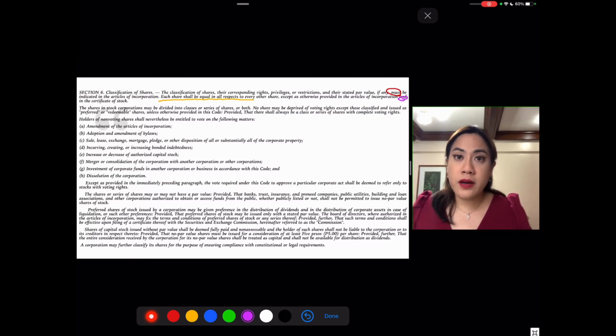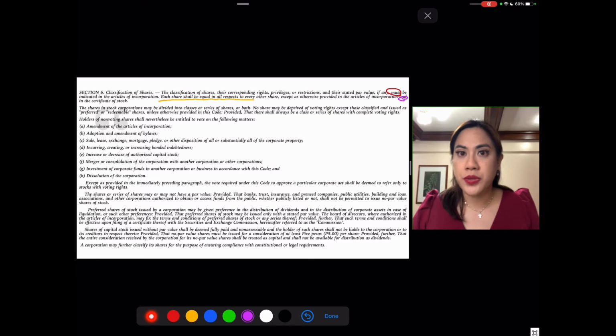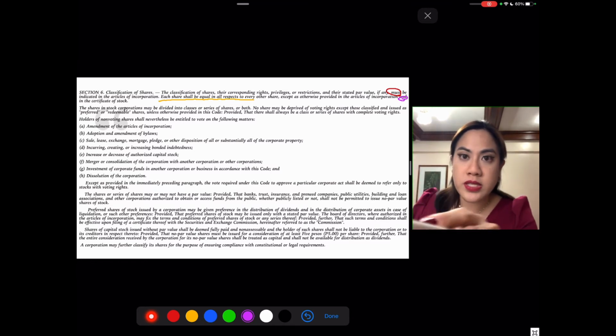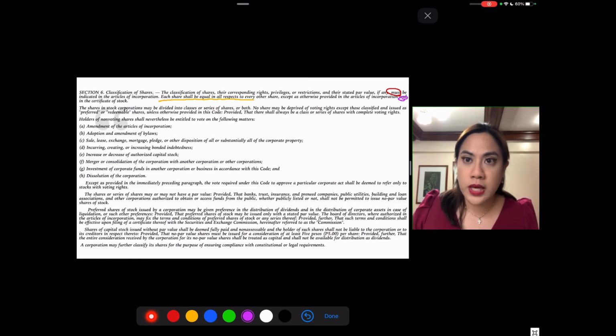Now, the first mnemonic that Attorney Laco has, the I AM SAD, if you will remember, under page 5 of his notes, it's actually the ones under letters A to H, meaning even if a stock is non-voting, it shall be entitled to vote on the following matters. The I AM SAD, no? So that's incurring, creating, or increasing bonded indebtedness, increasing or decreasing capital stock, investment of corporate funds in another corporation or business, and I will not mention everything anymore.